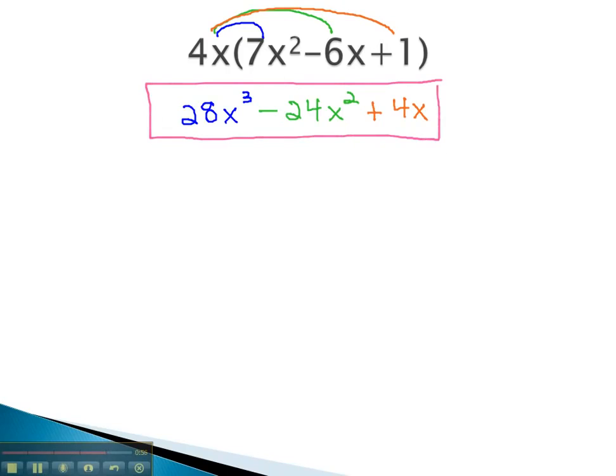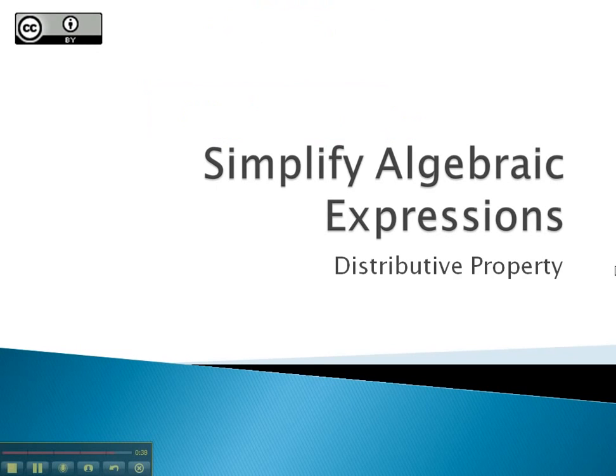Again, we are not allowed to combine the 28, -24, and 4 because they are not like terms. The variables do not have matching exponents. This will complete our problem. By multiplying the front term through the parentheses, we can simplify many different algebraic expressions using the distributive property.